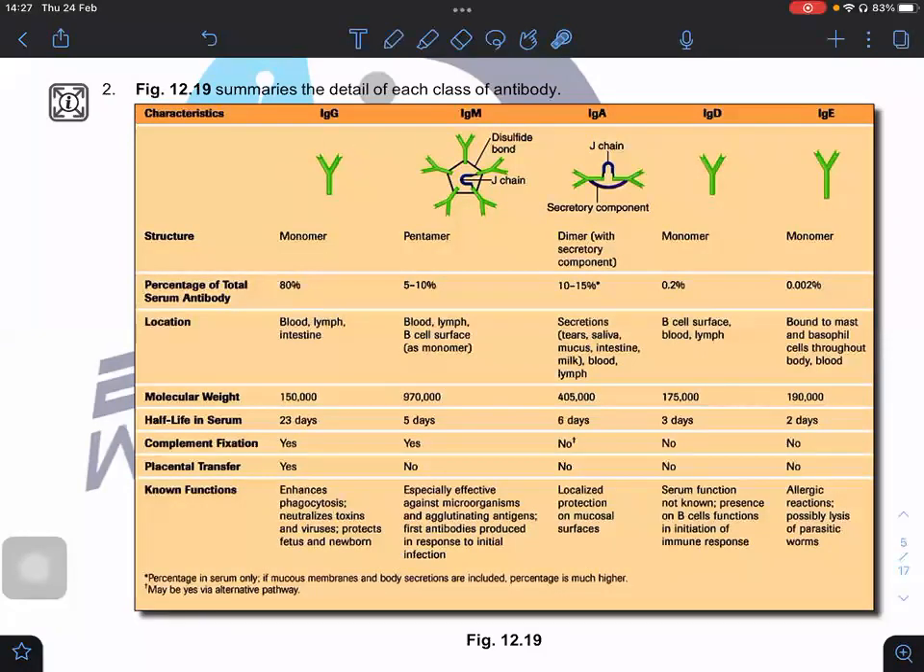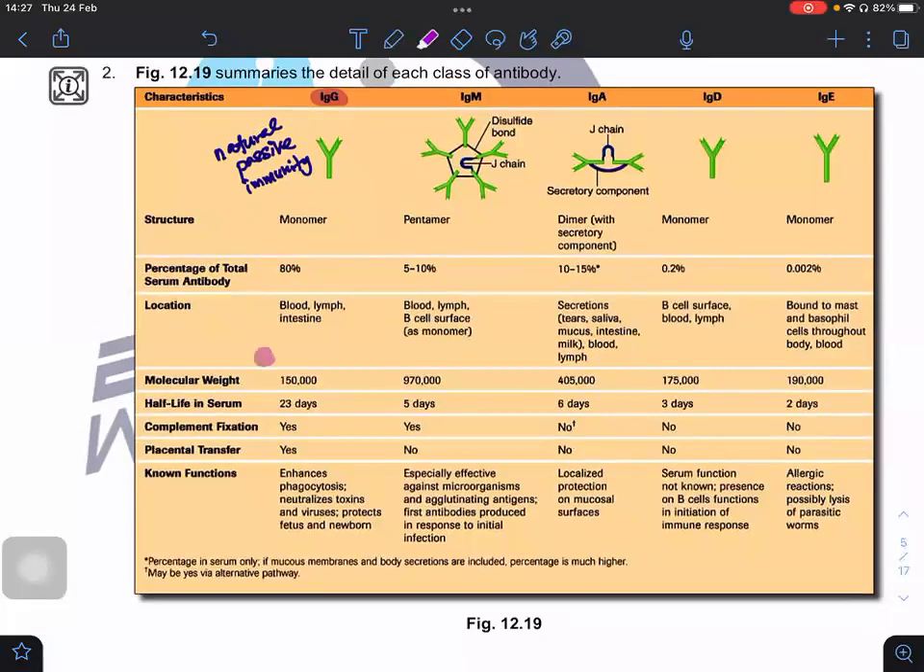So IgG, as I said just now, I highlight IgG. Why do I highlight IgG? Because the next subtopic we're going to talk about is natural passive immunity. What's so special about IgG? If you compare the molecular weight, you will realize that IgG is the smallest one, and most importantly, it can cross the placenta. They are so small, they will be able to cross the placenta.